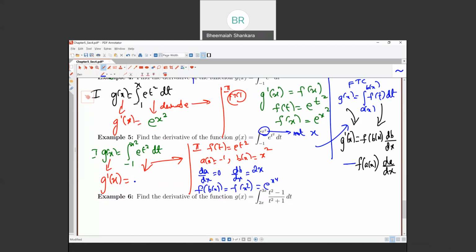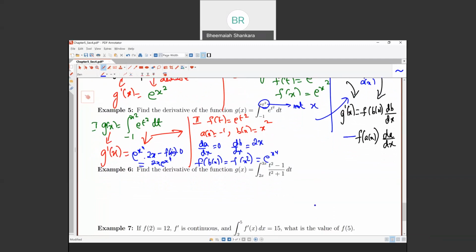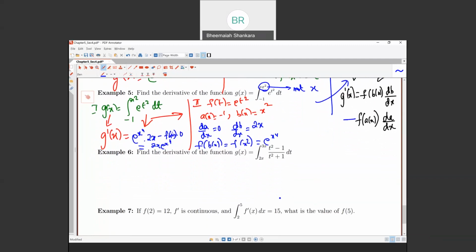You have g prime equal to e to the x to the 4 times 2x minus f of a of x, which we did not evaluate because we are multiplying with 0. So it is 2x e to the x to the 4. You use this version of the FTC if the upper limit or the lower limit is not a pure function of x, but rather something like x square, x cube, or any other degree other than 1.